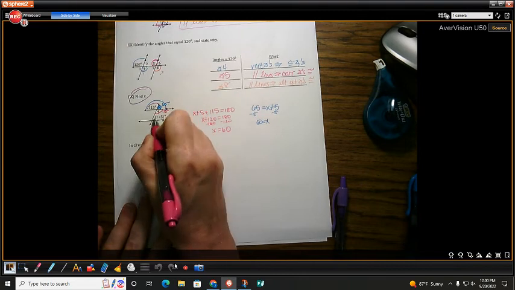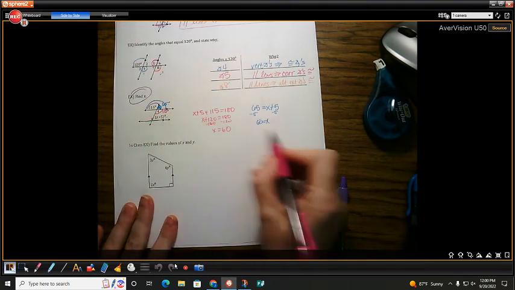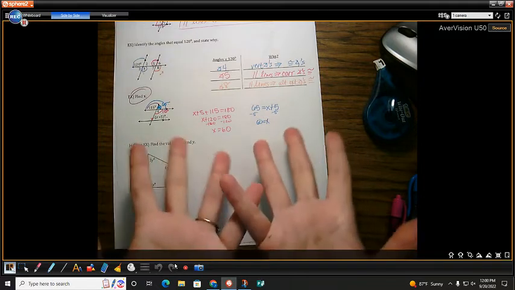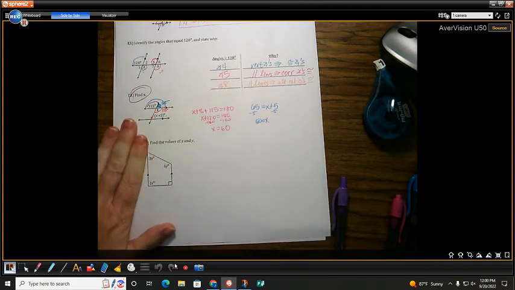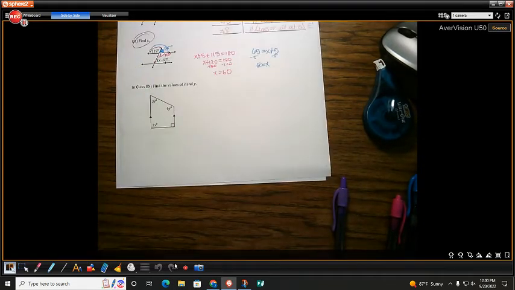Should I put degrees on it? No, because x is not an angle. x is the number you use to find your angles. So the angle is 65 degrees, but x itself is only 60. Okay? So notice there was more than one path to a correct answer. Whichever path works for you, they get there. We have one more problem here. We gotta do one more.